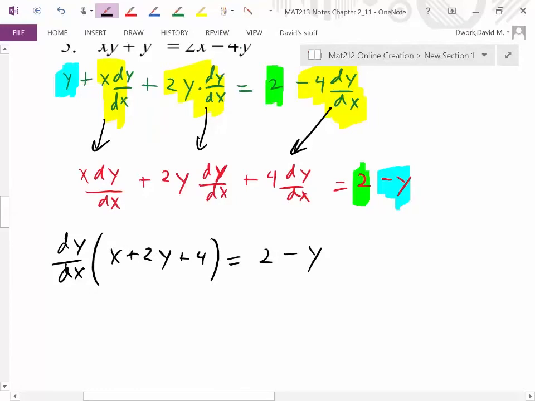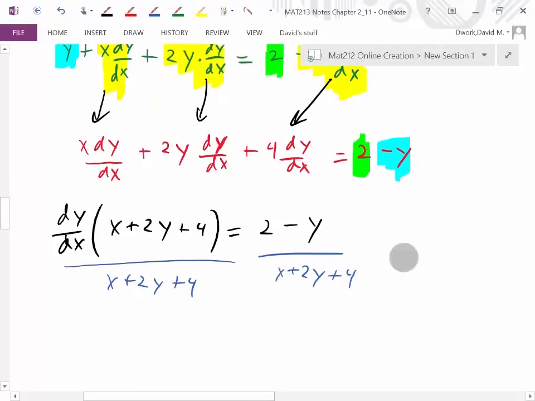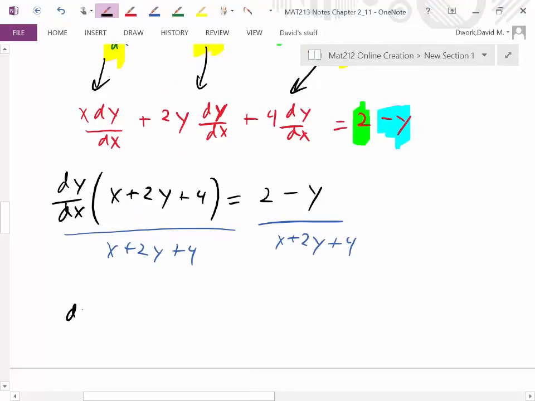And why I was emphasizing before, saying no matter how ugly it gets, we don't really care, is because all we're going to do, every single time, is factor out our dy dx, and then no matter how ugly it gets, we're just going to divide by whatever's in this parenthesis. Whatever it is, we really don't care. It's just going to be our answer. So therefore, I now know dy dx is equal to 2 minus y over x plus 2y plus 4.